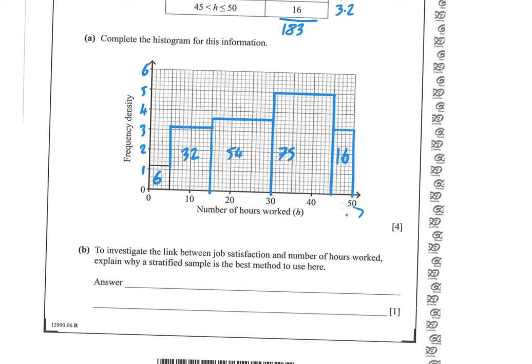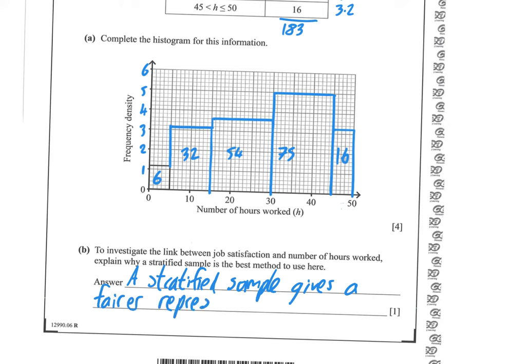But the answer that I think they would be looking for is something along those lines, that a stratified sample gives a fairer representation of the population when there are definite groups.